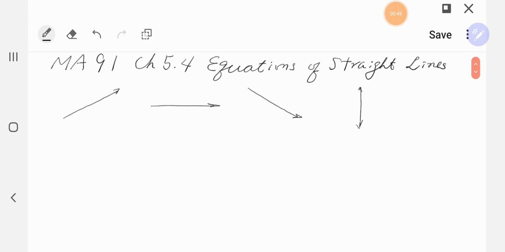Depending on the type of these lines, there is always an equation for each line. Usually we write the equation in slope-intercept form: y equals mx plus b. This is the slope-intercept form because m is the slope, and b is the y-coordinate of the y-intercept.